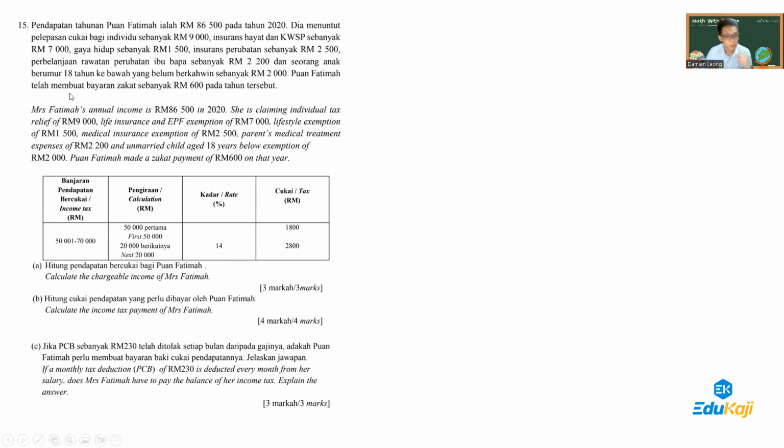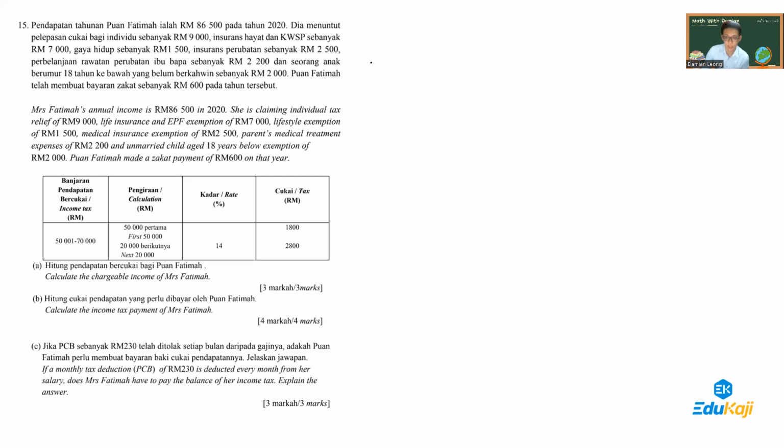Question 15. Mrs. Fatima's annual income is 86,500. So she's claiming individual tax relief 9,000, life insurance, EPF exemption, and all these exemptions and relief. She also made a zakat payment 600 a year.